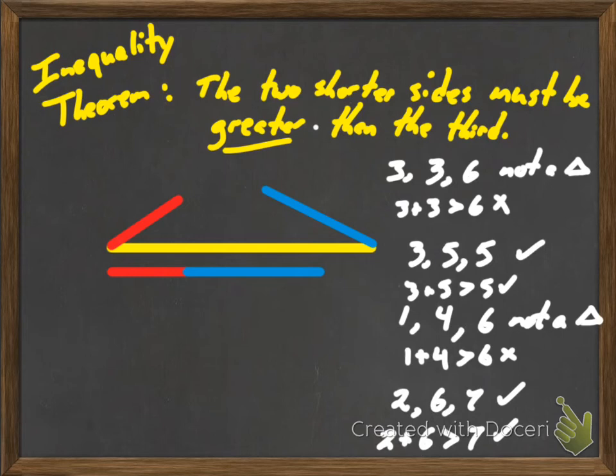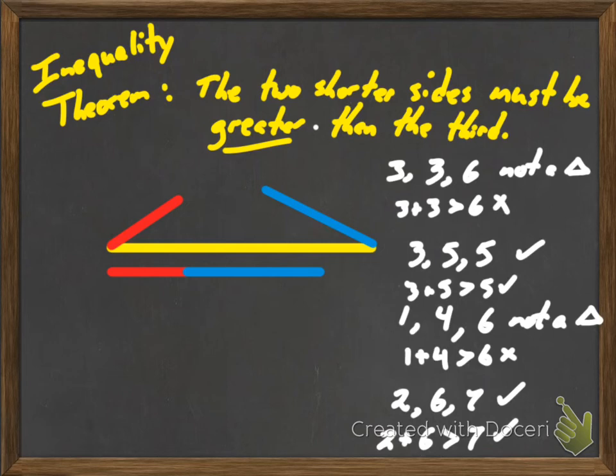2, 6, and 7. 2 plus 6 is 8. 8 is greater than 7. That could be a triangle. So, again, the inequality theorem: the 2 shorter sides have to be greater than the third. And that's the easiest way to figure them out.